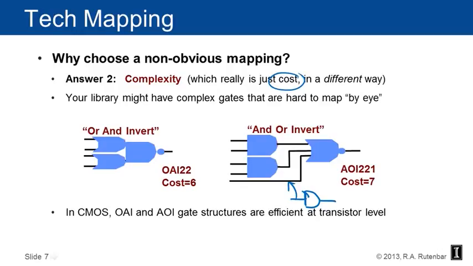An interesting thing to note is that in CMOS, the OAI and the AOI gate structures are often very efficient at the transistor level, a bit more efficient than actually discretely using some ANDs and ORs and inverts. And for small versions of these complex gates, these things are actually sometimes a better cost match, and it's much, much more difficult to match where these things go, to technology map where these things go, which is why we need an algorithm.